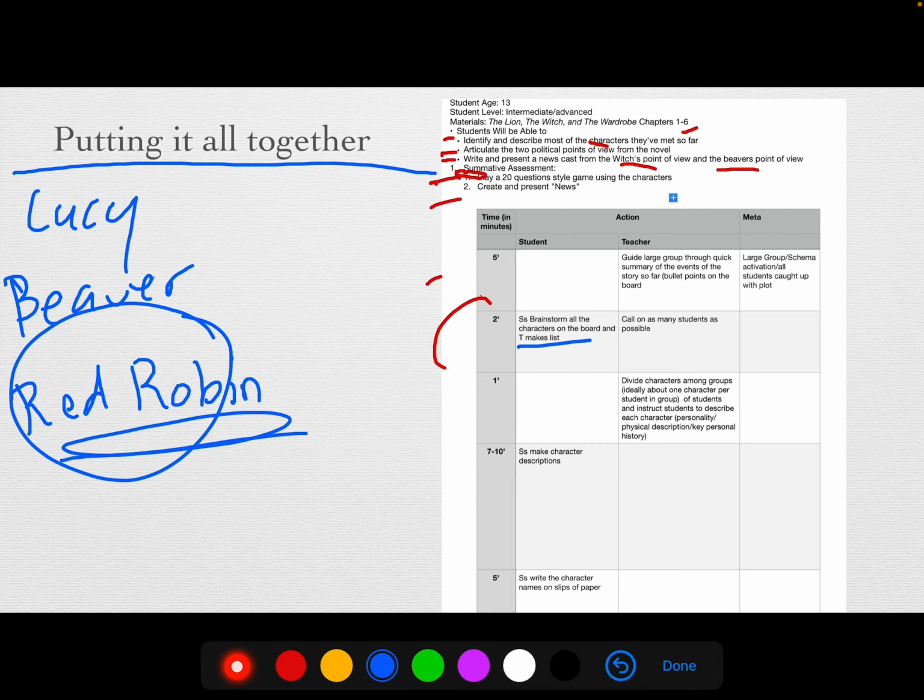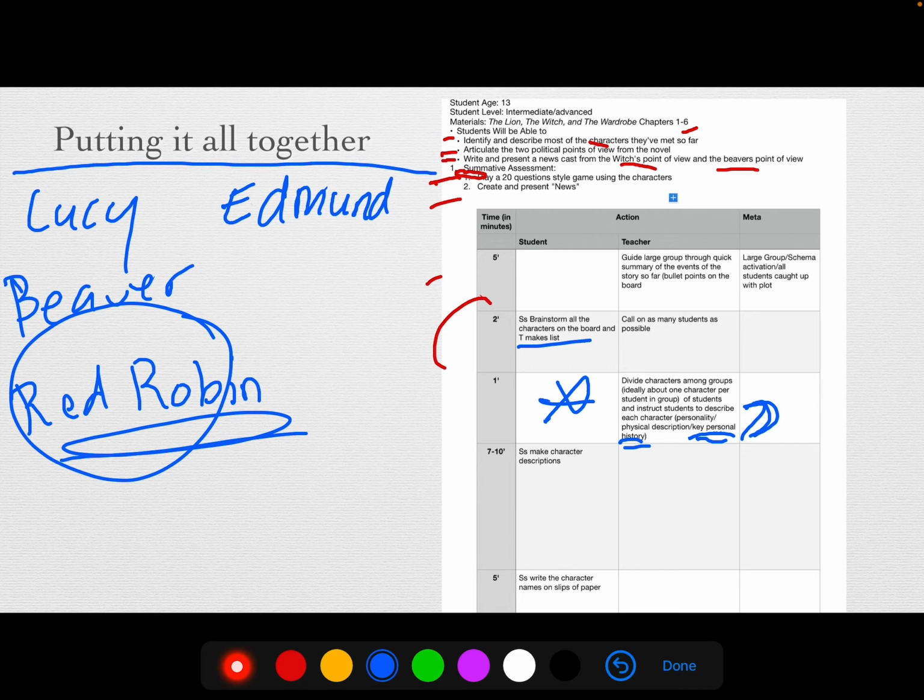So once we have our nice long list of all the characters, I'm moving on to this. I'm going to divide the characters among the groups of students and instruct the students to describe each character. That can be their personality, their physical description, and key personal history. For example, if you're talking about Edmund, you might include the fact that at this point, Edmund has met the witch and seems to kind of like her. This is an important part that students might include in his description. So I'll have the students do that on a piece of paper on their own.